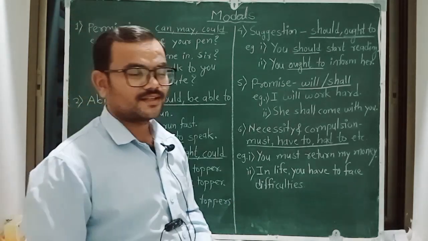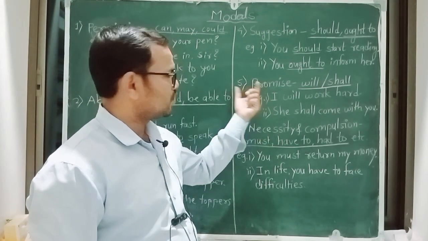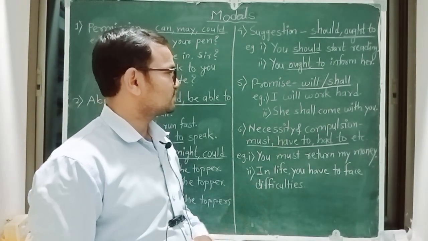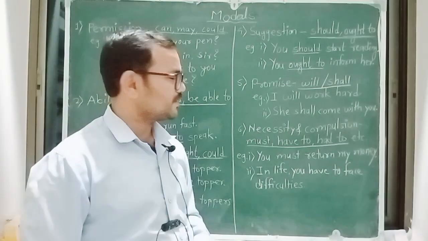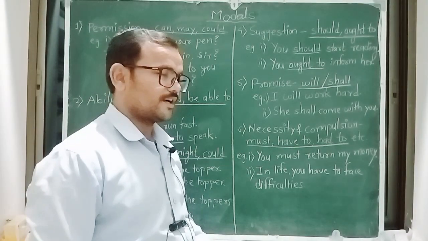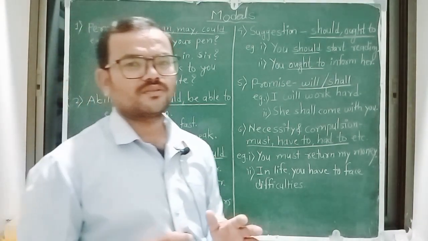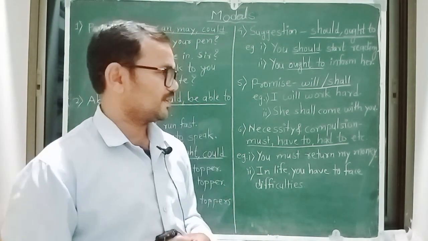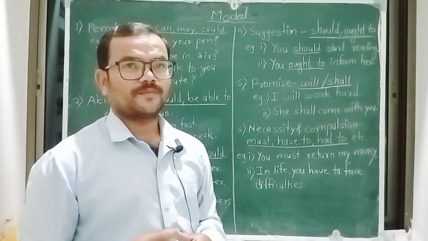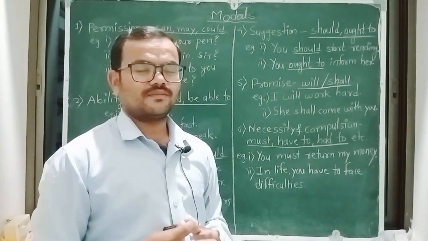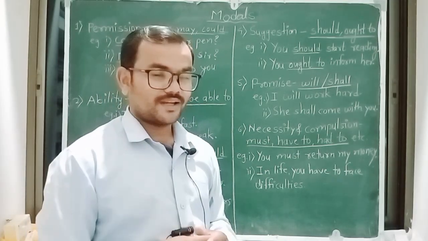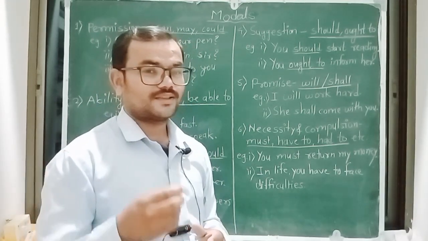If you see the first example, I will work hard. In this sentence, will is a modal auxiliary which expresses promise. Generally we use shall after I, but whenever you find will followed by I, it indicates promise. I will work hard for the betterment of the company. So the word will here indicates promise.